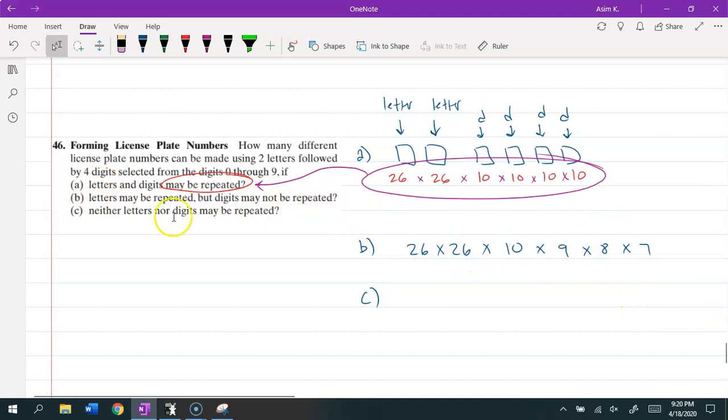Now, letter C says neither letters nor digits may be repeated. So in this case, you have 26 choices for the first letter, but then you have only 25 for the next. Then you have 10 choices for the first digit, but then you have 9, and then you have 8, and then you have 7. And again, you'll realize that this is even lesser options than we had before.